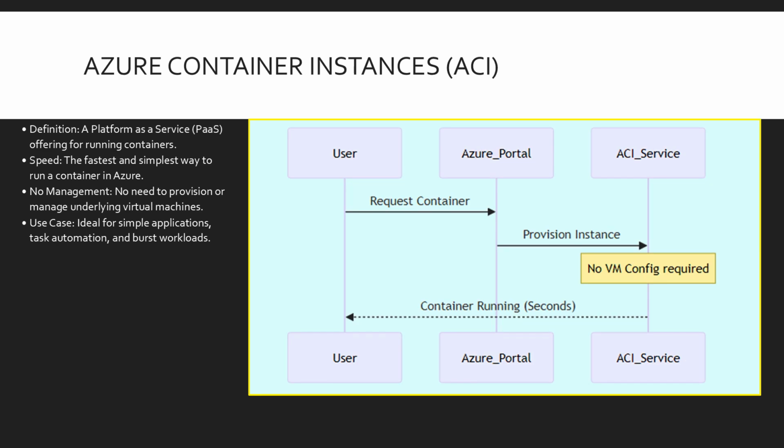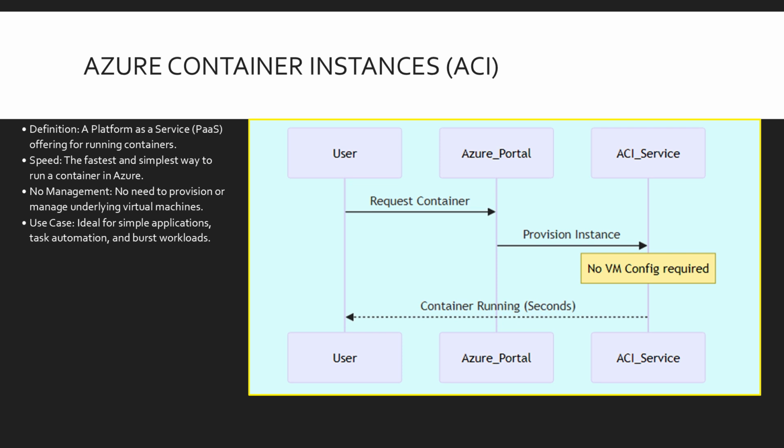When you need to run a container immediately without architecting a complex environment, you use Azure Container Instances, or ACI. ACI is designed for simplicity and speed. It allows you to run containers on Azure without managing servers or having to learn new orchestration tools. Because it is a PaaS offering, you simply provide your container image, and Azure handles the rest. This makes ACI the perfect solution for simple applications, short-lived tasks, or automation jobs where the overhead of managing a full cluster would be inefficient.